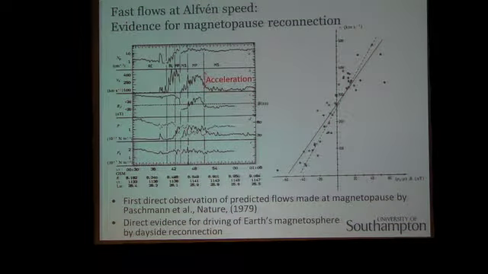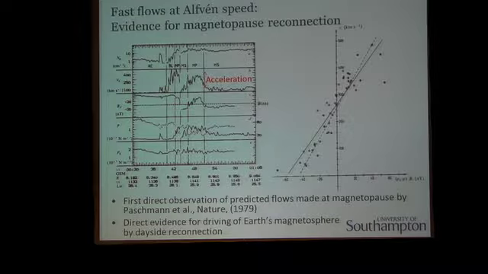This is a summary of a couple of plots from a paper by Paschmann et al. in Nature in 1979, showing a magnetopause crossing. The top panel shows the density of the plasma observed, which rises as you go from the magnetosphere into the magnetosheath. This is the ion flow here in the magnetosheath. But at the crossing, we saw faster flows, and that acceleration was shown to be consistent with what you'd expect from the reconnection process, as it passed the Walén test here.